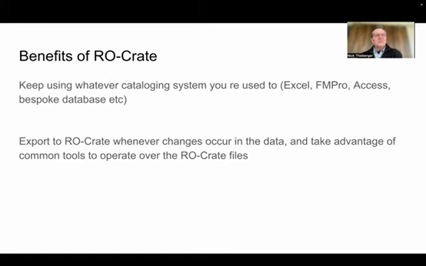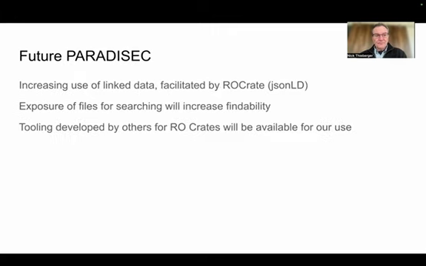So the benefits of using Arrow Crate, one of the major ones, is that you can keep using whatever cataloging system you're used to. So Excel or FileMaker Pro or Access or a database of some kind, as long as it can export to Arrow Crate. So you have to write a routine that takes that material and exports to Arrow Crate whenever changes occur in the data. But this then allows you to take advantage of common tools that are being written all over the world to operate over the Arrow Crate files.